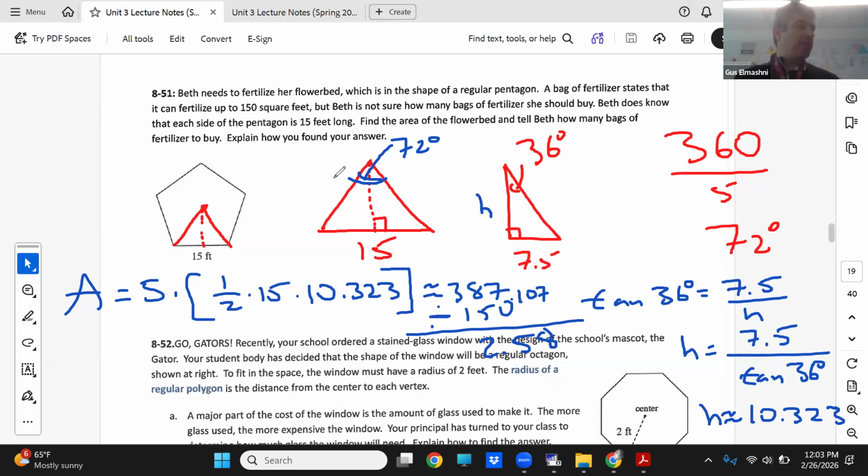387. What do you get, Colette? 774, because you forgot to divide by 2. That's why. You're off by a factor of 2. Yeah, 387. You're exactly off by a factor of 2.